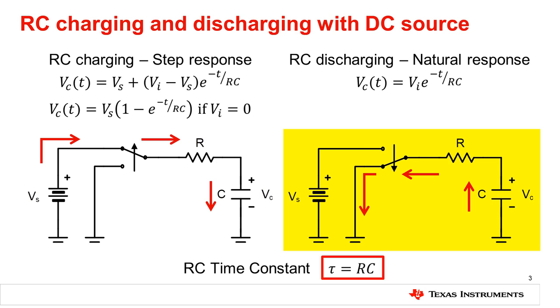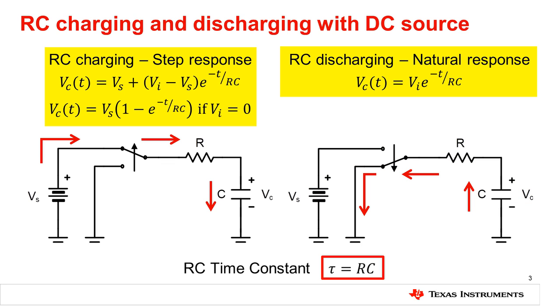Similarly, when an RC circuit with stored charge is suddenly tied to ground, a current is induced in the capacitor, which causes it to discharge. This is referred to as the natural response of an RC circuit. For these equations, V sub C refers to the voltage across the capacitor at a given moment in time. V sub S refers to the supply voltage. V sub I refers to the initial voltage across the capacitor, and t refers to time.